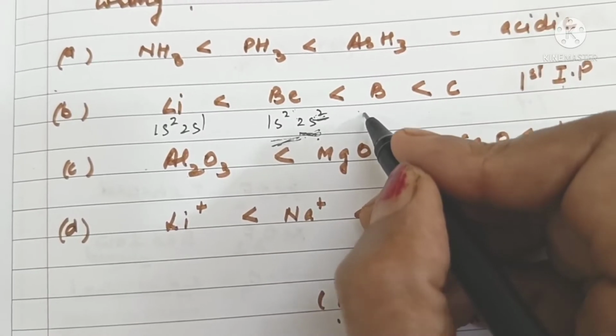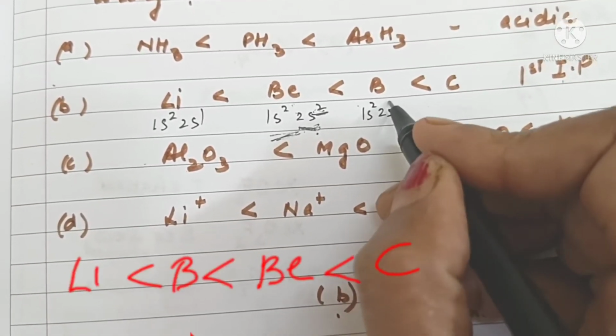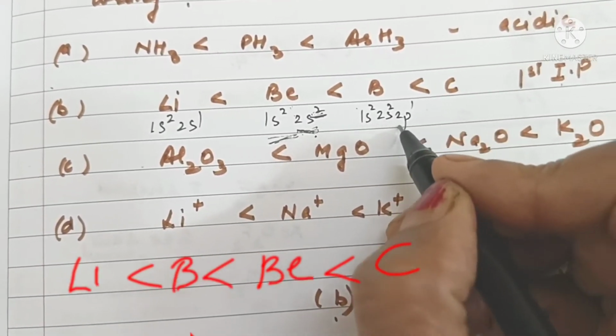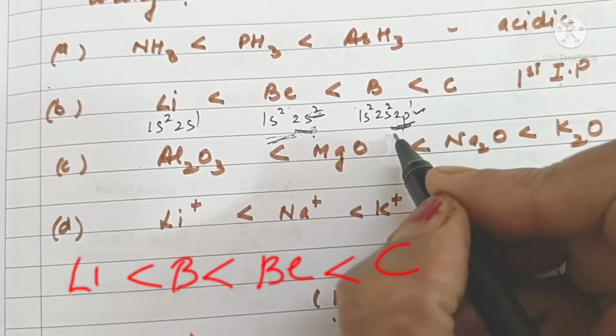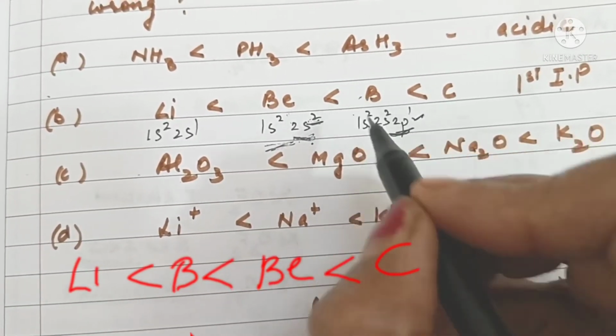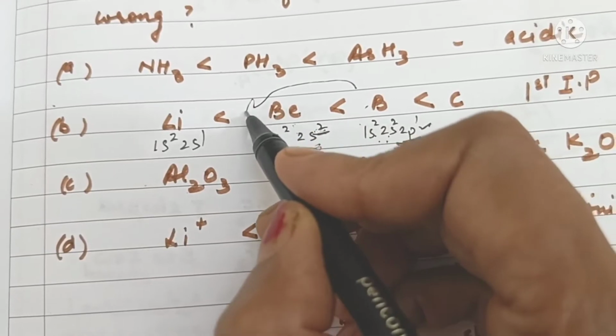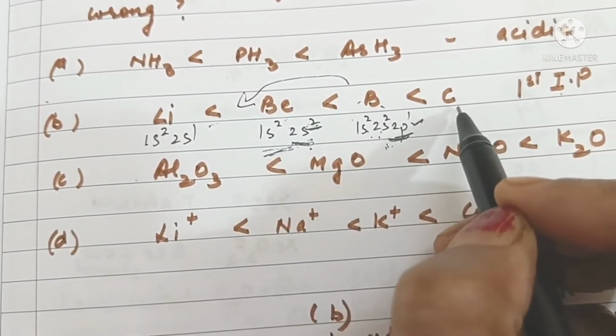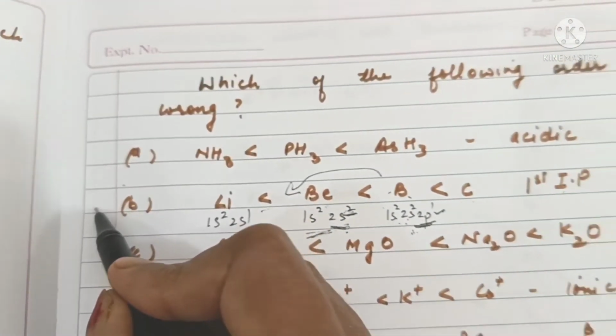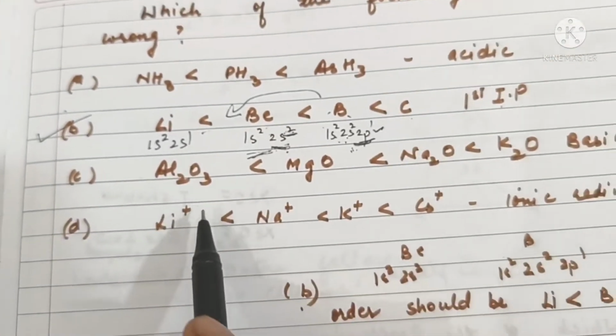Whereas in boron, the configuration is 1s2, 2s2, 2p1. This electron can easily be removed, so its ionization potential is less. It should come here, so this order is not correct. So this statement is wrong.